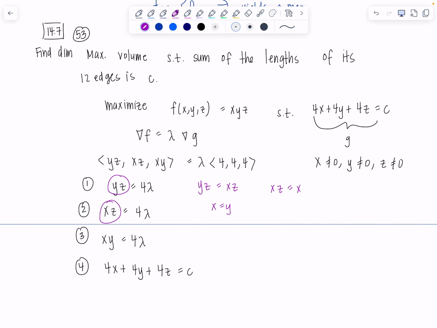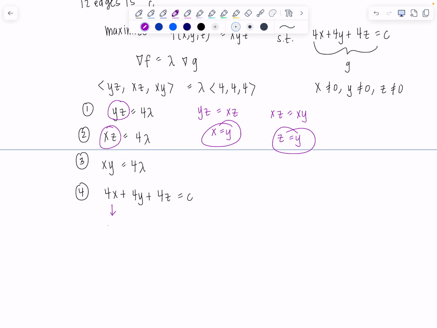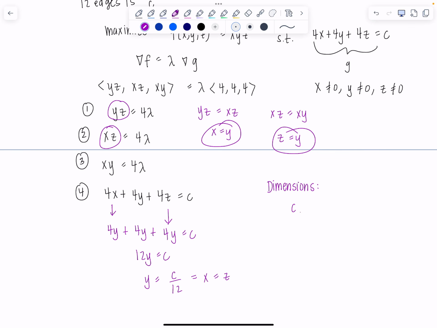XZ, this is like the same as the other problem. Z equals Y, right? And then where do these go? 4. So then we're going to have 4y plus 4y plus 4y is C. So 12y is C. So y is C over 12, which is also going to be X and Z. So it asks for the dimensions. What would you say the dimensions are? C over 12 by C over 12 by C over 12. Good? Or write it as an ordered triple. I don't care.